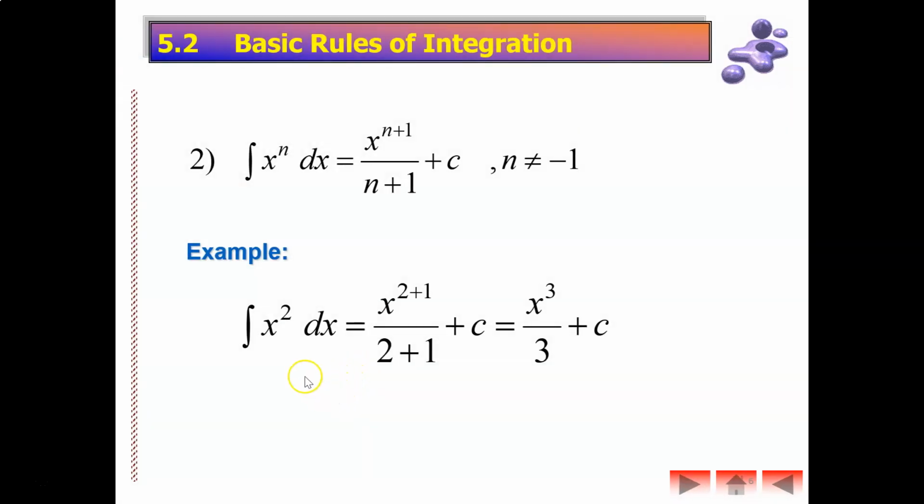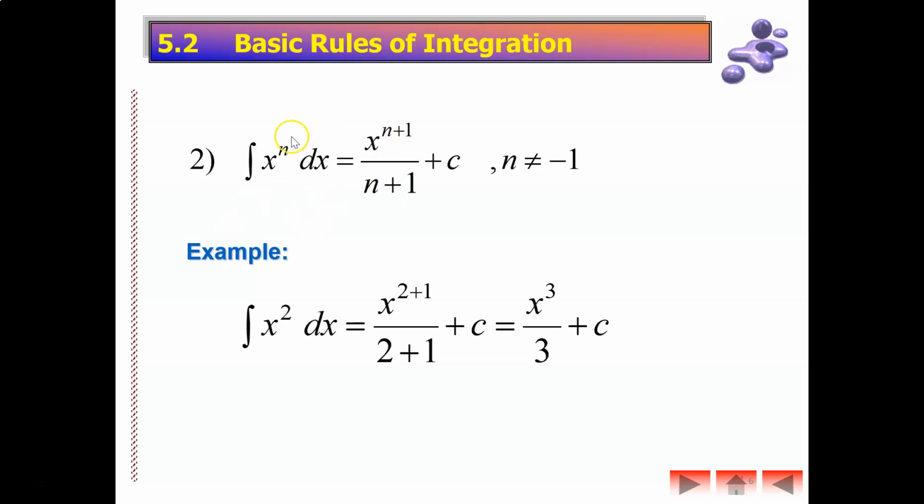Okay, the second rule is when you integrate x to the power of n dx. So what happened here is equal to x to the power of n plus 1 divided by n plus 1 plus c. So all you can see over here is that you need to add 1. When you perform differentiation, you need to minus 1, right? The power you have to minus 1. Tolak 1 bila kita perform differentiation. But when we perform integration, you have to add 1 to the power.